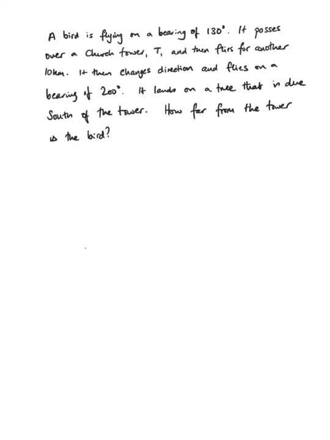Okay, so with this question I'm going to draw a picture again. So I've got a bird flying on a bearing of 130, so it's going in that direction. There's my north lines, and it flies for 10 kilometers. It then changes direction onto a bearing of 200. 180 would be straight down to south, so it's going there, somewhere over there, 200 degrees, and it ends up due south of the tower. Now what the question's asked me to do is find this side length here.